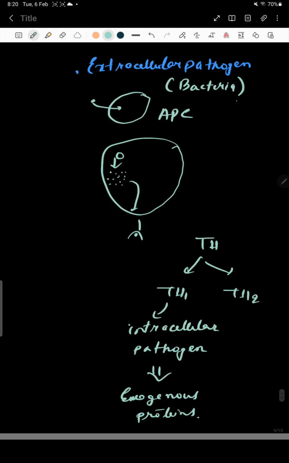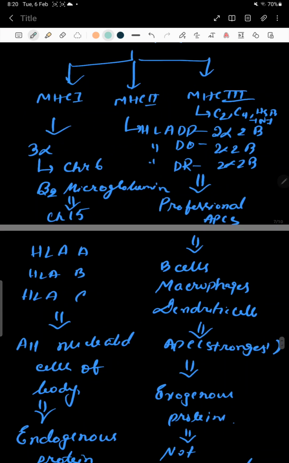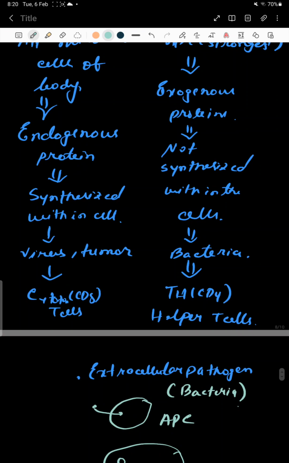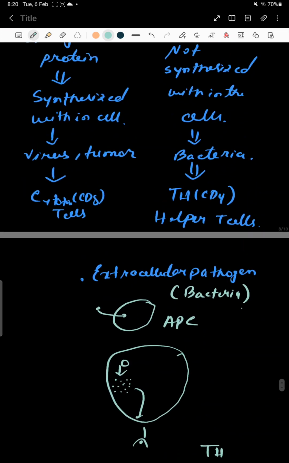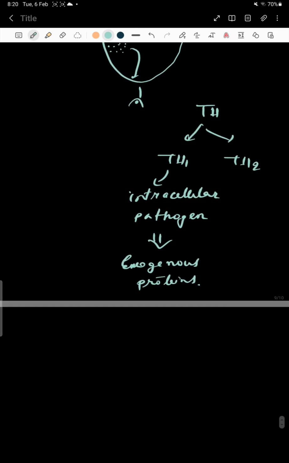Now you see here, the MHC2 is responsible for representing the exogenous proteins in its cleft. Okay, and this is presented to Th helper T cells. So you can understand if it is an intracellular pathogen, and also there is exogenous protein, meaning the protein is not synthesized within the cell.